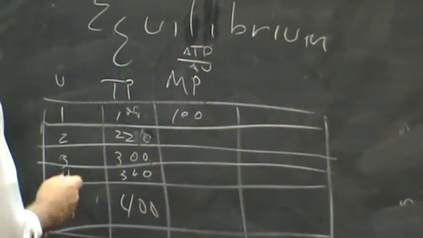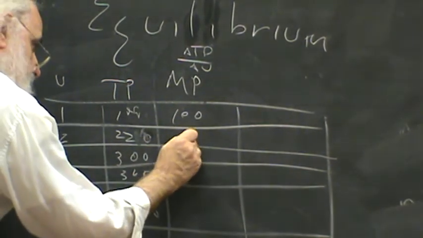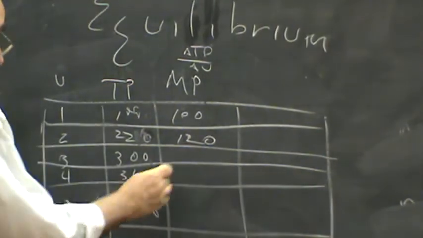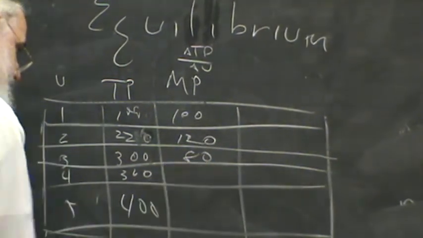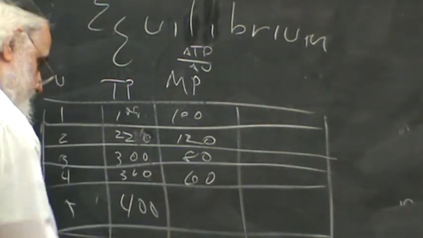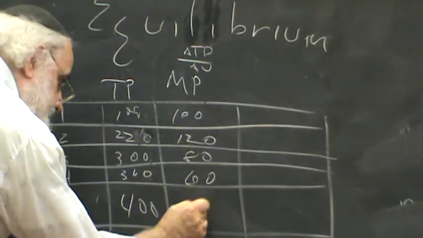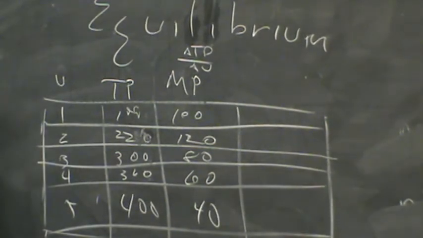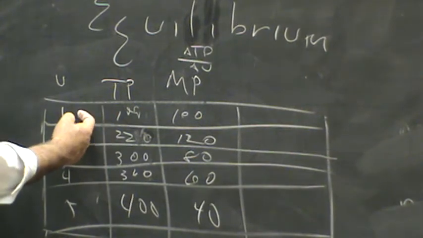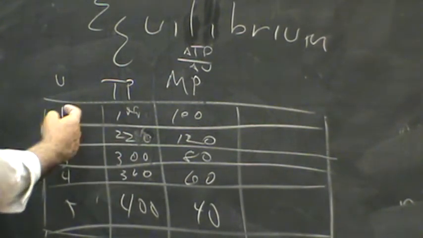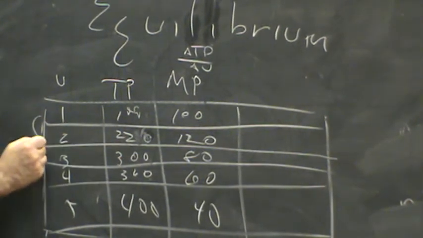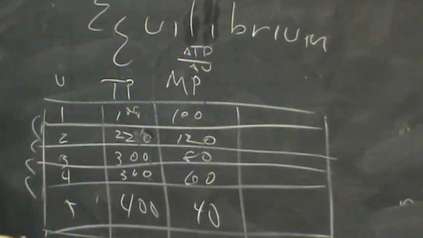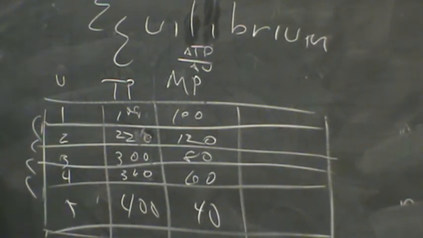So the first worker is producing 100. The second worker is producing 120. The third worker is only producing 80. The fourth worker is only producing 60. And the fifth worker is only producing 40. Because it's the change in the total product over the change in the units. Well, in my chart, the change in the units is always 1. So it's simply the change in the total product.